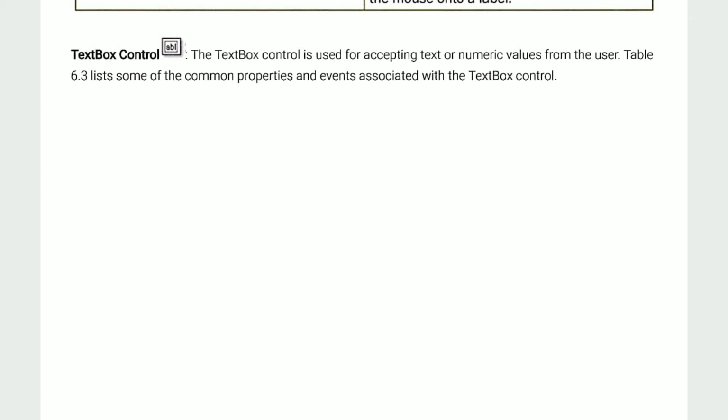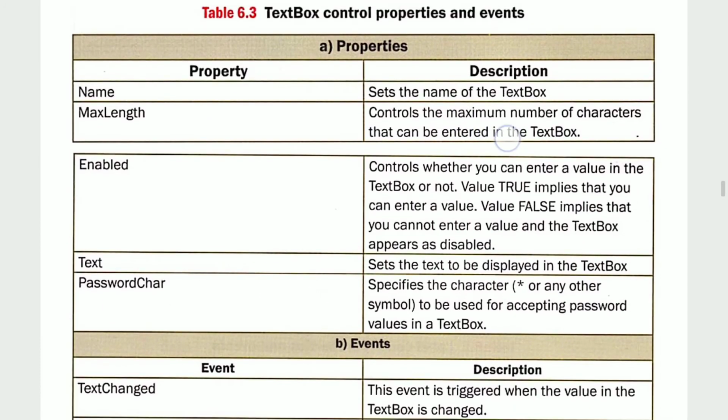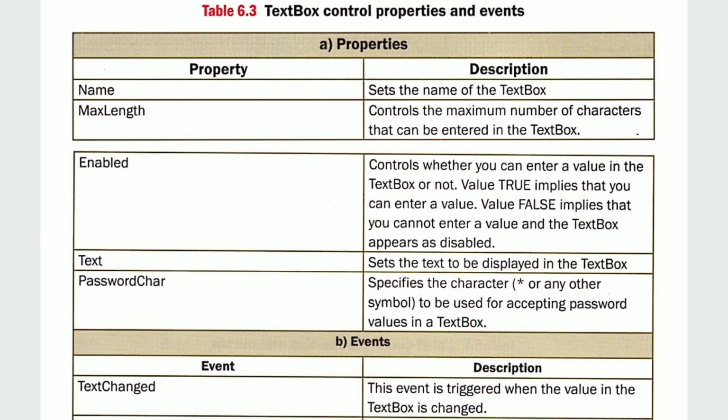Some of the common properties and events associated with text box control are, as you can see in the figure. First one is name property. The name property is used to assign a name to the text box. This property is used in the code as I described earlier. Another property is max length. The max length property is used to determine the limit of the text length.